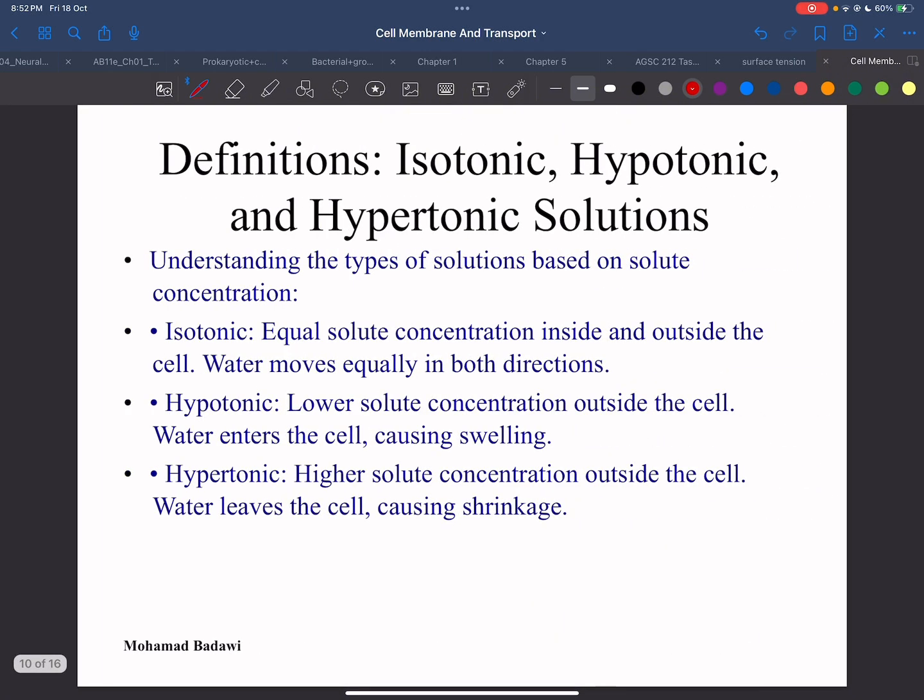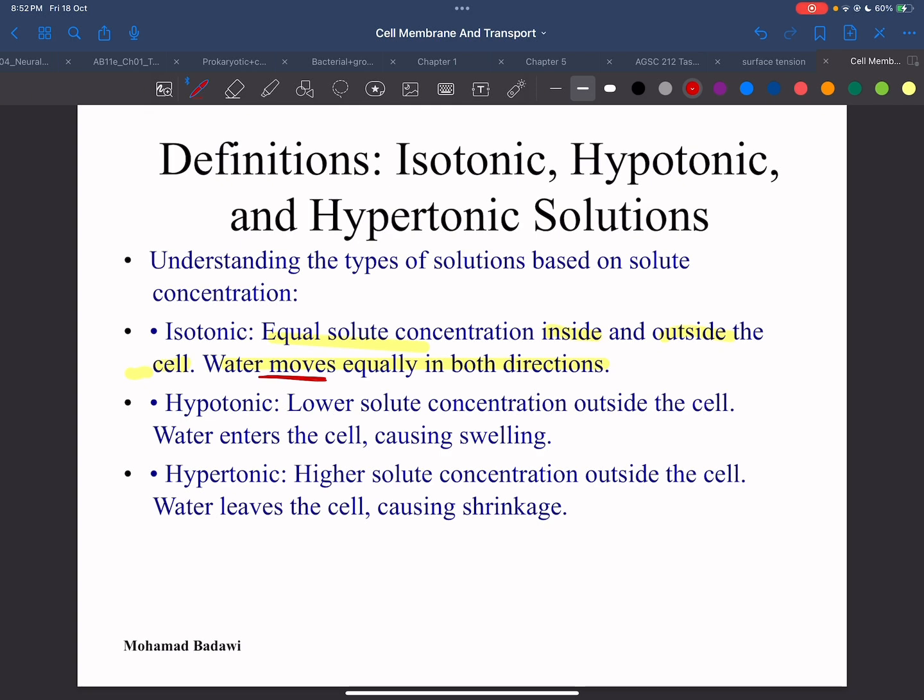Now let's talk about the three types of solution. We mentioned isotonic, hypotonic, and hypertonic. Now what is an isotonic solution? That means we have an equal solute concentration both inside and outside the cell. So water will move equally in both directions. As you pay attention, water still moves. However, the net movement is zero because it's moving equally both in and out, so the net result is going to be zero.